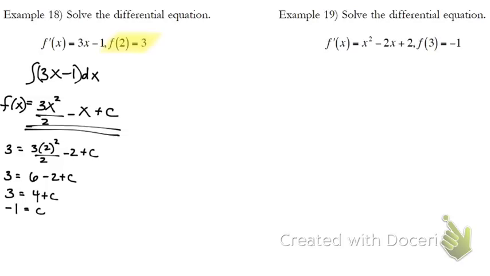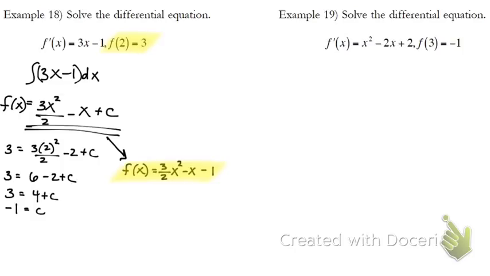3 minus 4. So in order to solve this differential equation with a specific solution, what I'm going to do is take my general solution, f of x equals 3 halves x squared minus x, and instead of writing plus c, I'm going to write what c is equal to. So since c is equal to negative 1, I'm going to write minus 1. And that is my specific solution, and that's called solving the differential equation. Because we're given this initial condition at the very beginning, we're able to plug that in once we have our general solution in order to find that specific c value.